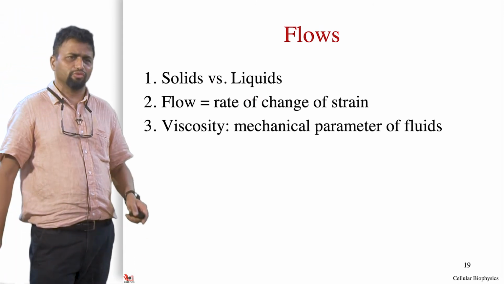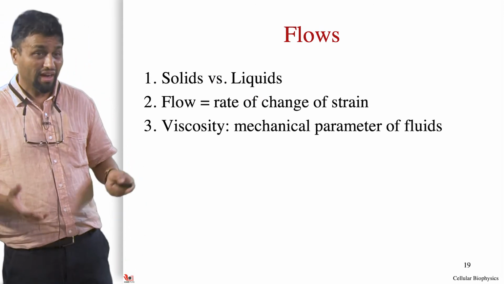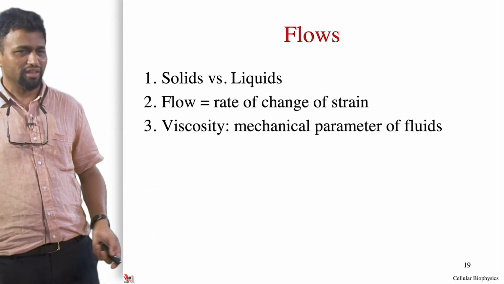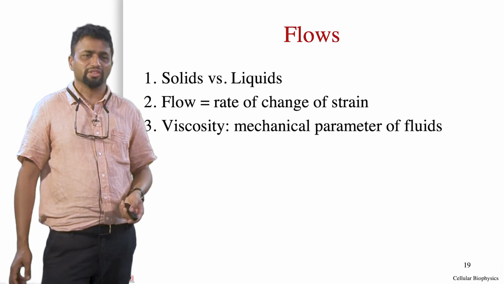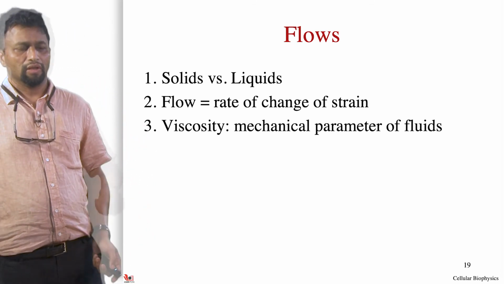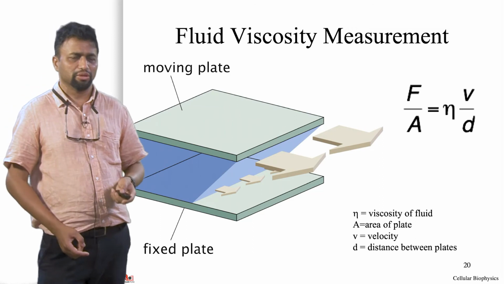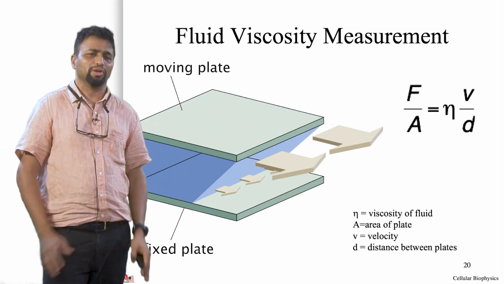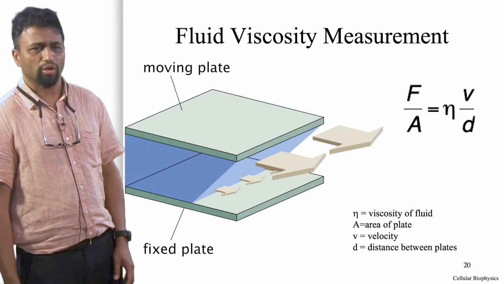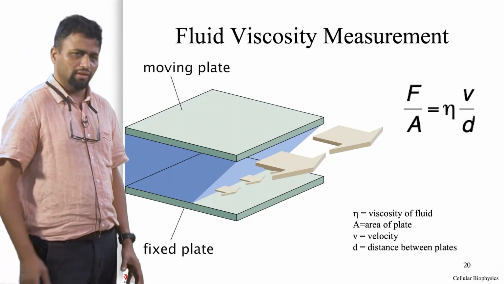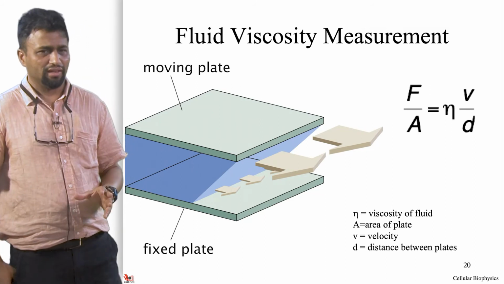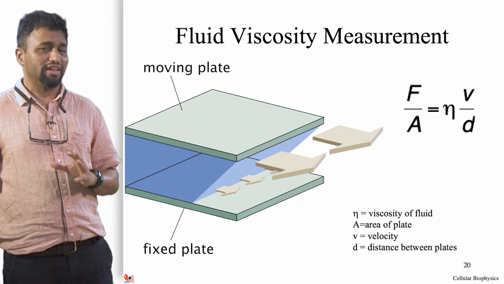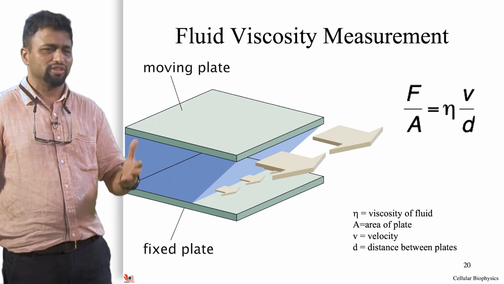So, in that sense, flows can be compared between solids and liquids, and the flow itself is some kind of rate of change of strain, and viscosity is a mechanical parameter. Now, viscosity measurements of fluids can be made based on this equation, and this equation is an important equation that I am going to end with for today, which is F by A is your stress, V by D is the gradient of velocity. So, whose velocity are we talking about?